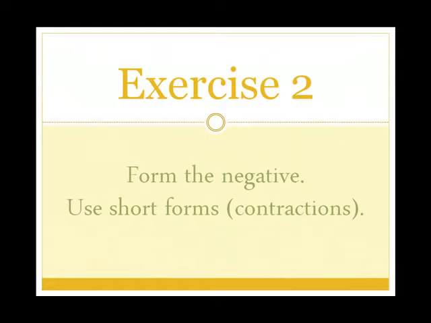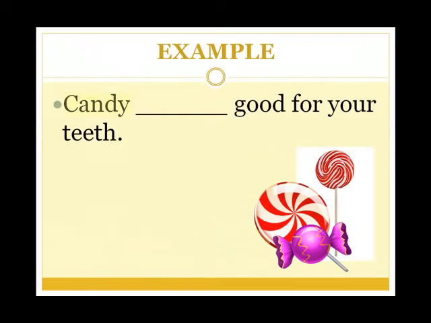Exercise 2. Form the negative of be. Use short forms or contractions. Example. Candy is the subject. It's a group of food, one group. We need the form is. Make it negative, is not. And the contraction? Isn't. Candy isn't good for your teeth.